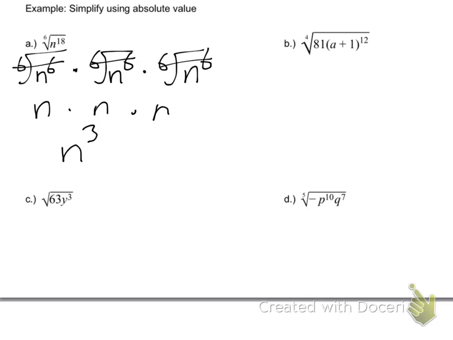We could do a couple different things. There are multiple answers to this. 18 is 3 times 6, or 6 times 3. So you could play with your exponent rules and also get the same thing. Not this particular word, no.